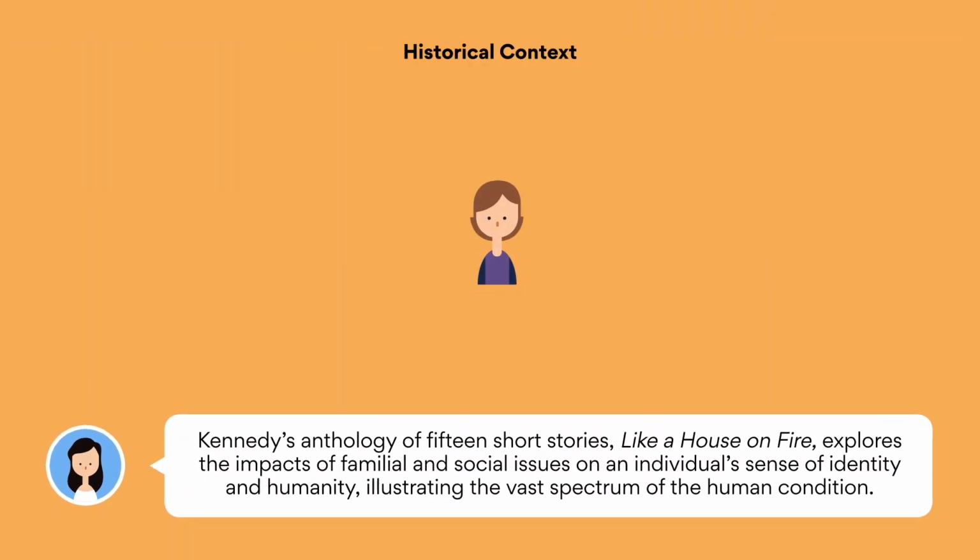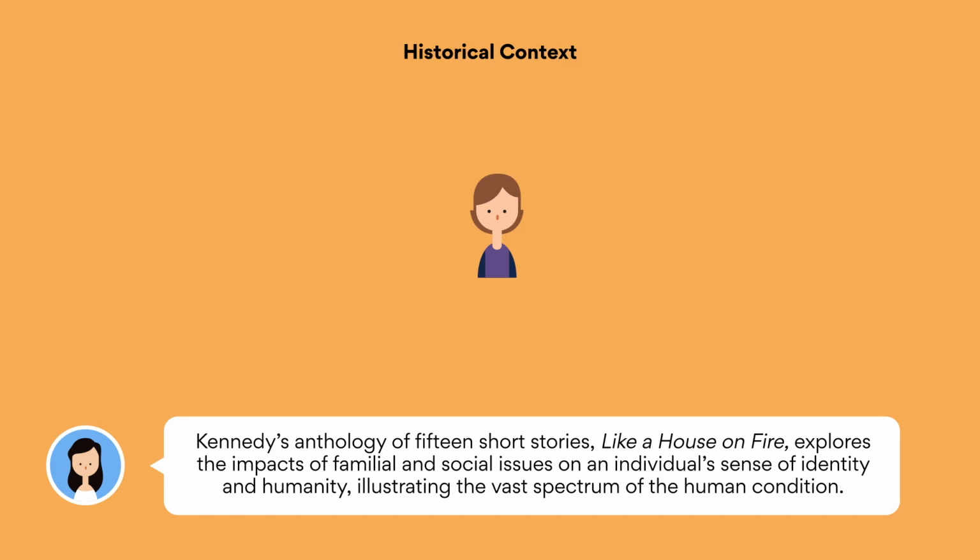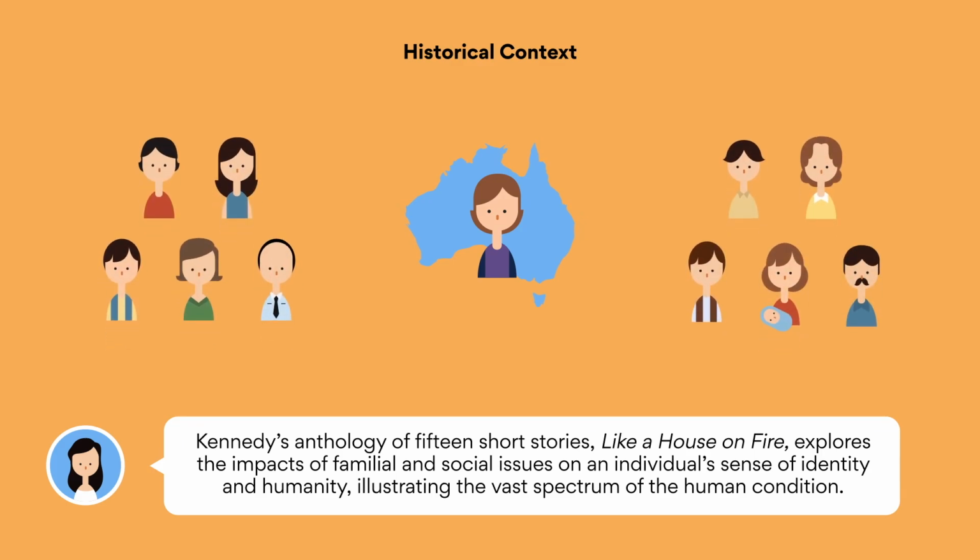Historical context. Kennedy's anthology of 15 short stories, Like a House on Fire, explores the impacts of familial and social issues on an individual's sense of identity and humanity, illustrating the vast spectrum of the human condition. Having lived a majority of her life in Victoria, Australia, Kennedy's collection follows the stories of various protagonists whose voices are characteristic of Australian culture and society.